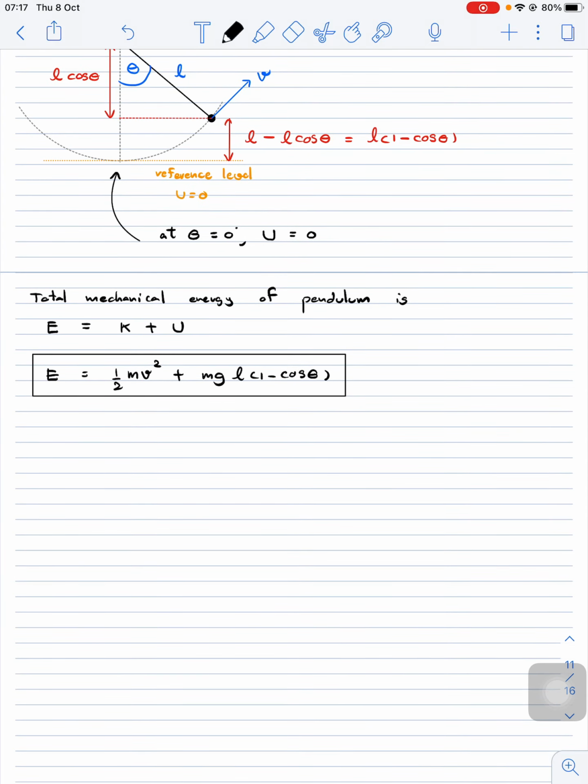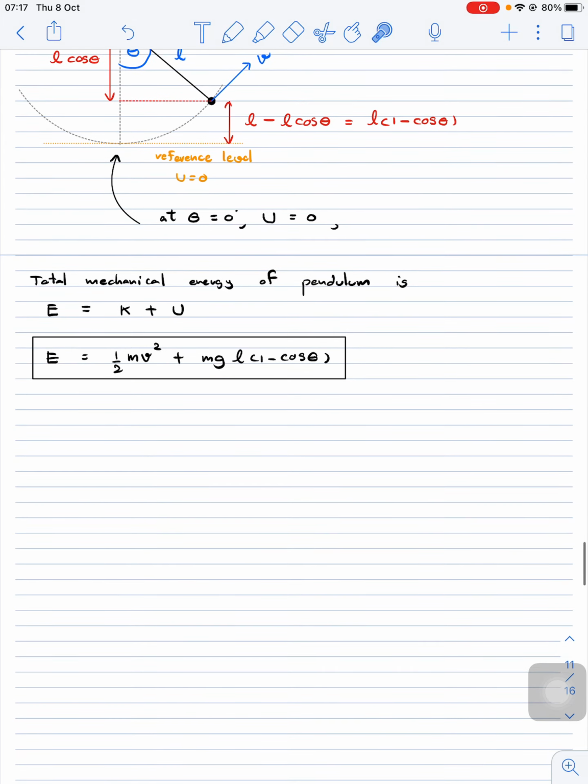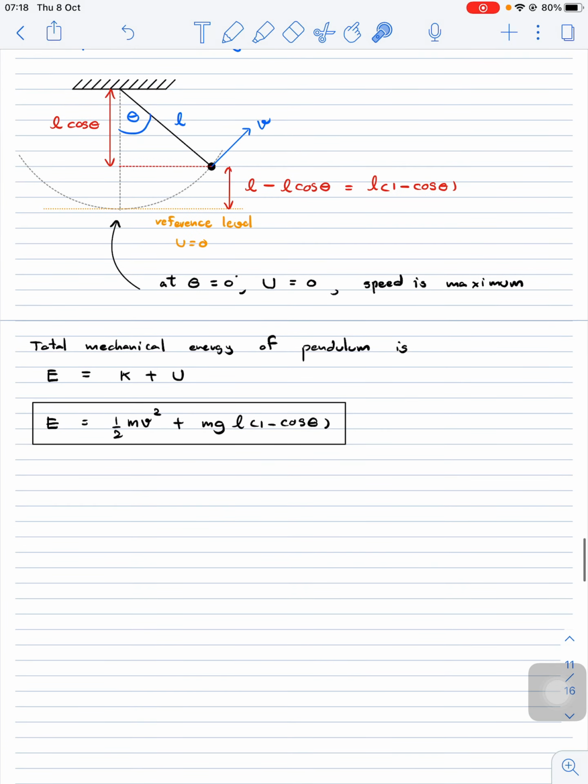And then we can get that the total energy is going to be equal to 1/2 m v max squared. So it means that at this position, the speed is maximum. It's exactly the same as the spring mass system when the block is just passing through the equilibrium position, right? So the speed is going to be the maximum here.